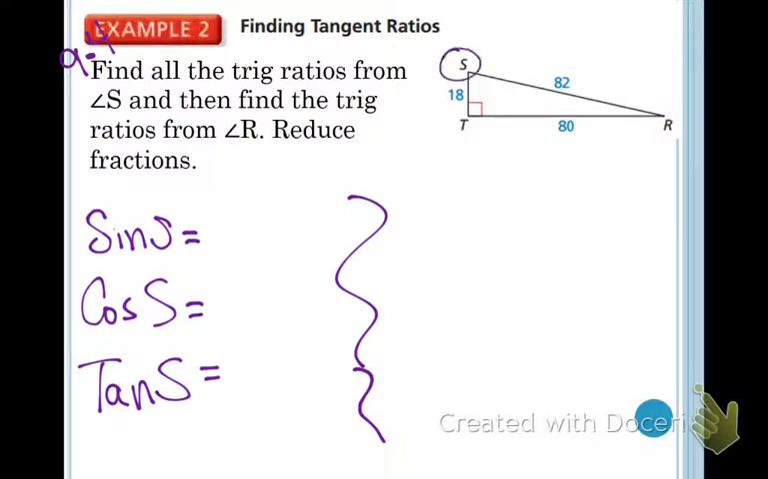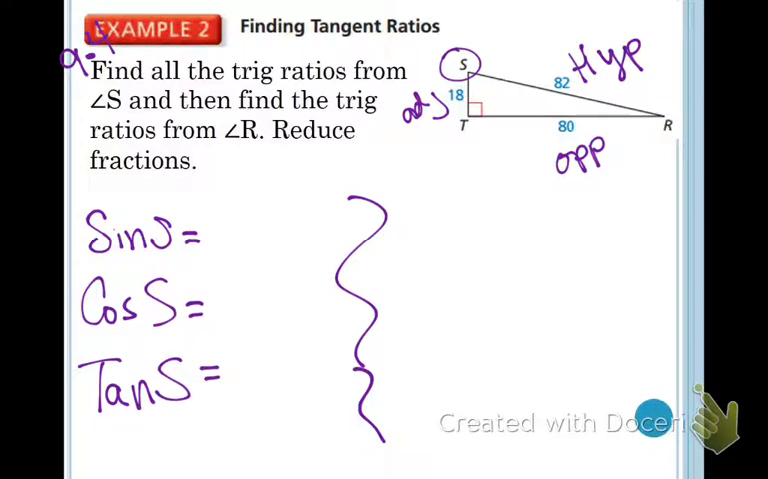So if we're coming from angle S, which side is the hypotenuse? 82. That will not change. What is the opposite from angle S? 80, which makes 18 the adjacent. All right, so in your directions, it will always tell you how to leave your answers. This one says reduce fractions. So what do you think your answer is going to look like?